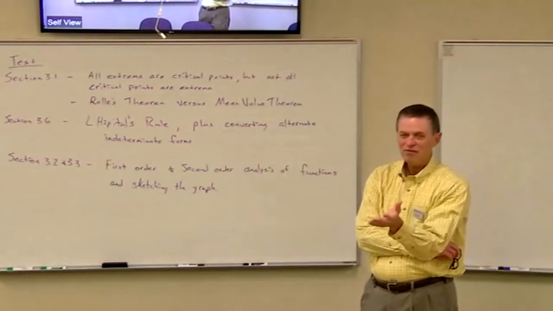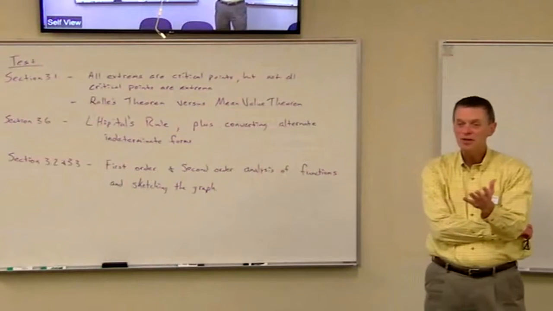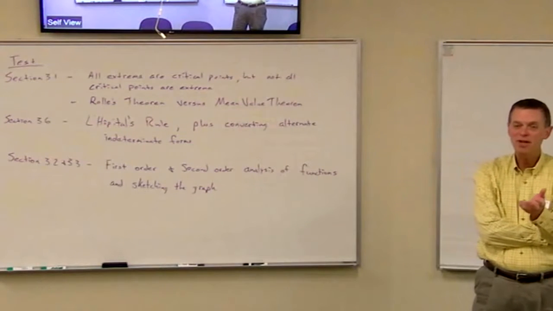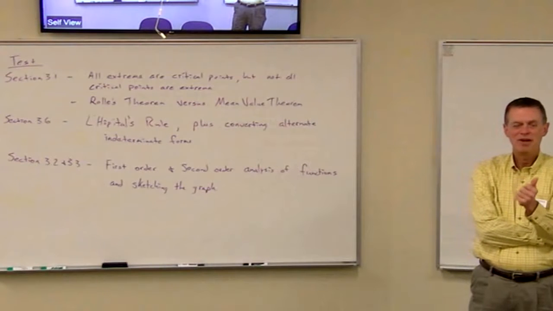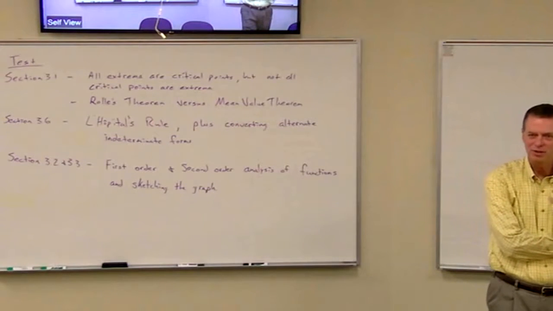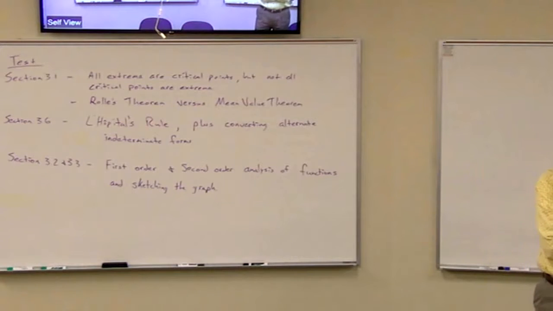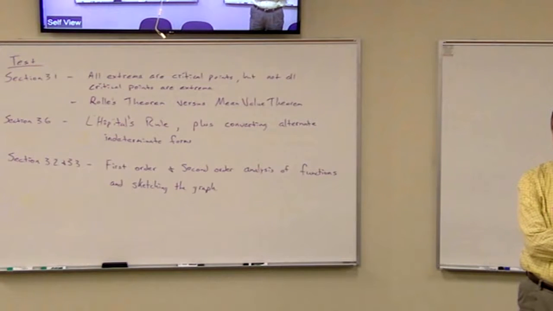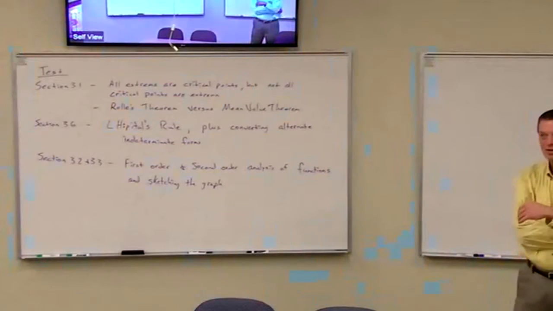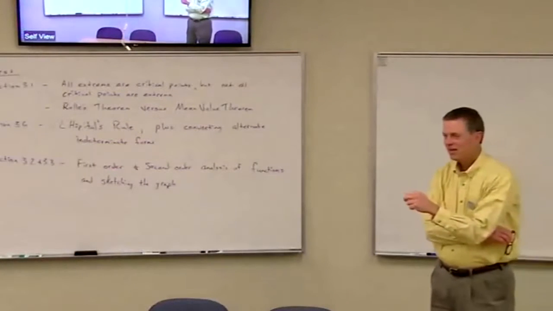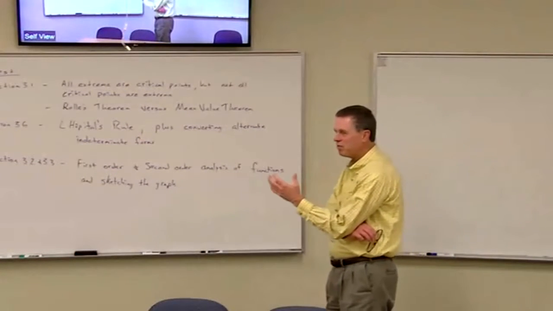So if f(x) is continuous on the closed interval [a, b] and differentiable on the open interval (a, b), and f(a) equals f(b), you can conclude what? There's at least one place where the derivative is equal to 0. F prime of c has to be equal to 0 at least one place.